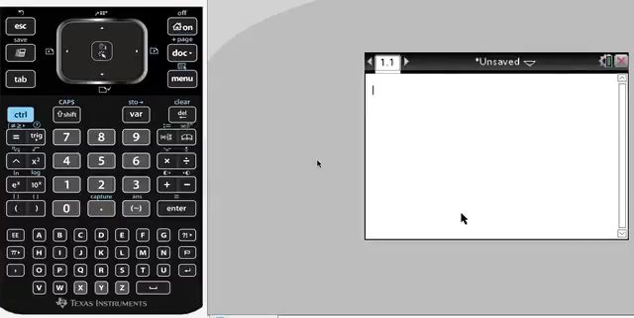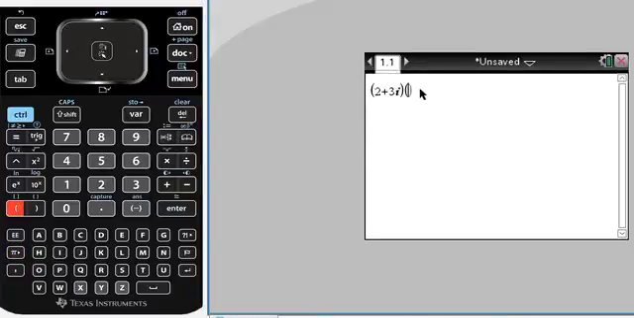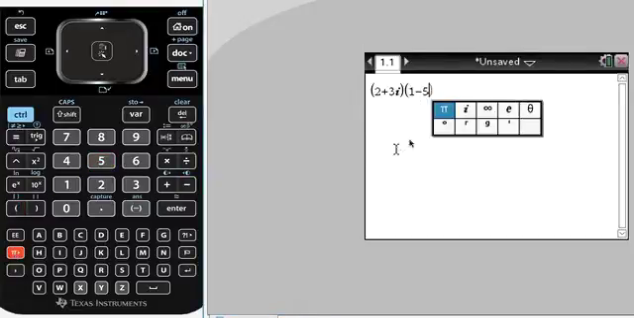Let's use the CAS as well for worked example 7, so that was multiplying complex numbers. The first complex number we looked at was 2 plus 3i, and remember with complex numbers, you find the i down in the pi menu. So 2 plus 3i with a bracket multiplied by 1 minus 5i. That was the question that was actually in the worked example.